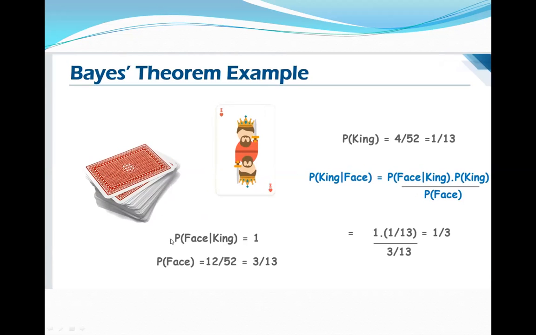So the probability of face given king is actually 1, because at that time we can get only the 1. For the probability of face, it is 12. Just now I said there are 4 different classes of cards in the deck. For face, it is 12 cards: king, queen, jack, which is 4 into 3. So it is 12 divided by 52.